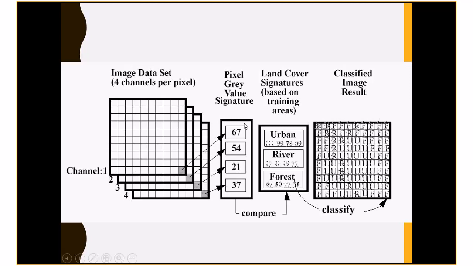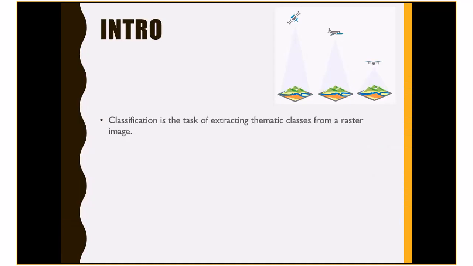Okay? So the definition of which one it's closest to is the basis for different classification algorithms. Is it closest to urban? Is it closest to river? Is it closest to forest? Or so on. However many classes we have. So when I say based on training areas, a training area means an observation. So it's the task of extracting thematic classes from a raster image. So we're turning, usually, almost always, continuous data, whether or not it's collected from a remote sensing source, into categorical data, into a thematic class.